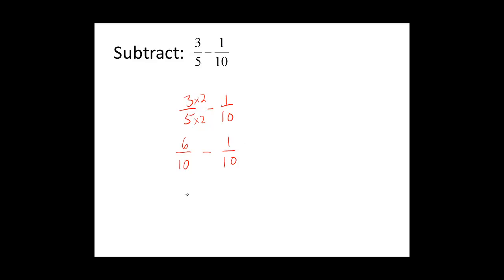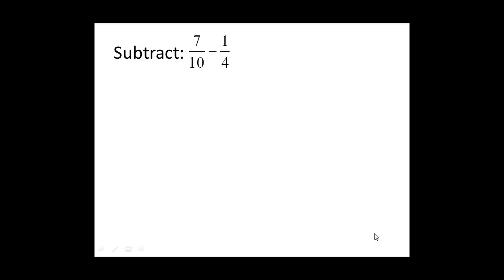Now we are ready to subtract. We subtract the numerators and keep the denominator. 6 minus 1 is equal to 5. We have the number 5/10. We can simplify 5/10. The greatest common factor of 5 and 10 is 5, so we can divide the numerator and denominator by 5. 5 divided by 5 is 1, and 10 divided by 5 is 2. So our answer is 1/2.